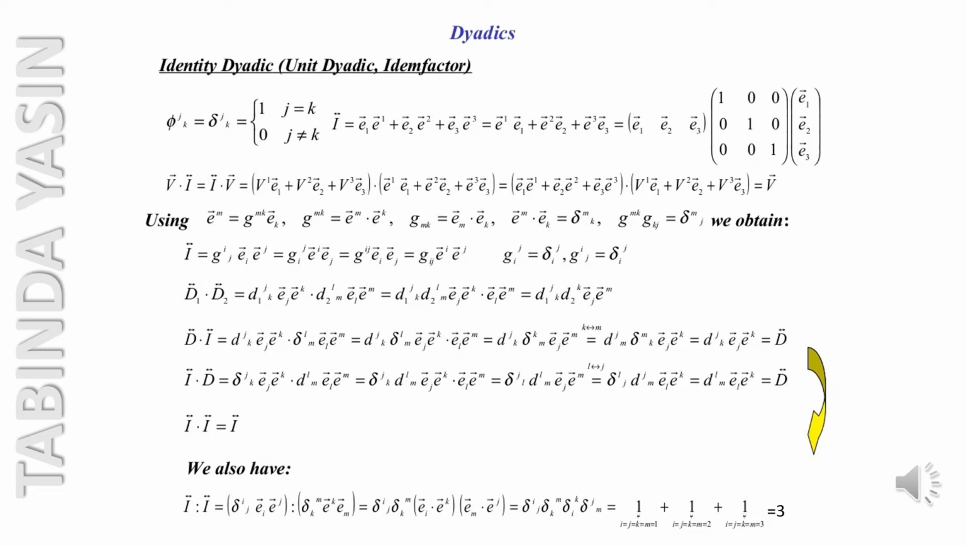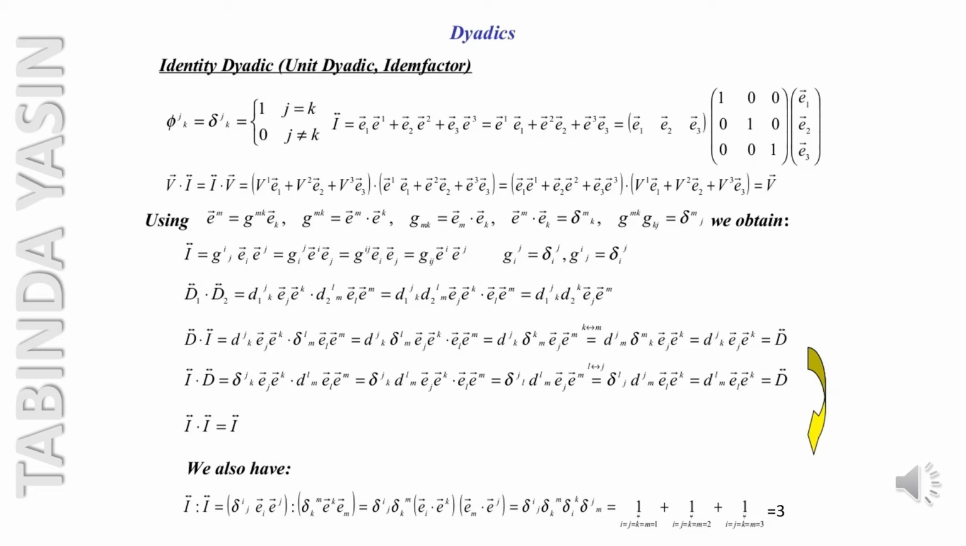So we have V vector dot dyadic I is equal to dyadic I dot V. Writing the values and solving them, we get the V vector. We have used e_m is equal to g_mk e^k, where g_mk is equal to e_m dot e_k, and e^m dot e_k is equal to delta_mk, and g_mk g^kj is equal to delta_m^j. So we obtain the dyadic I, which is equal to g_ij e^j, where g_ij is equal to delta_ij.